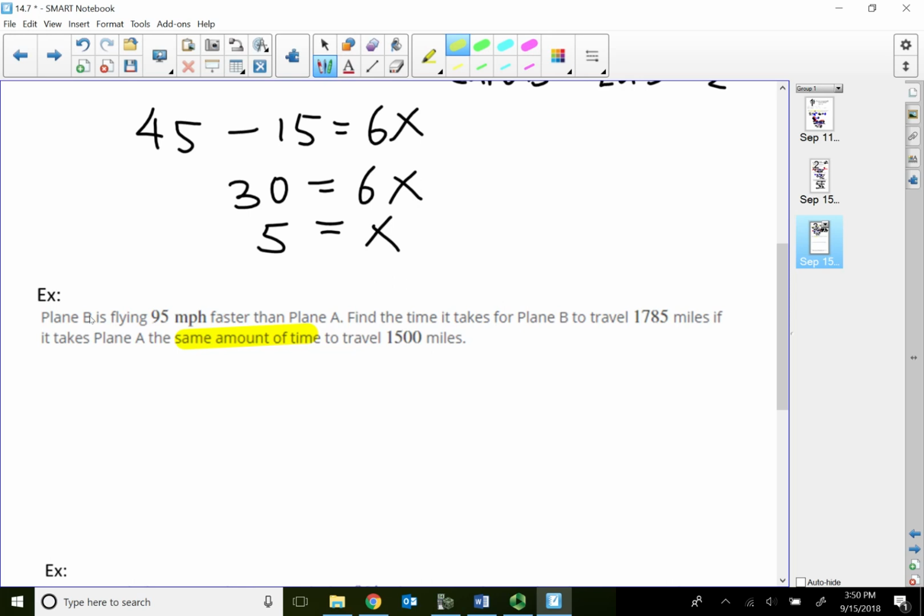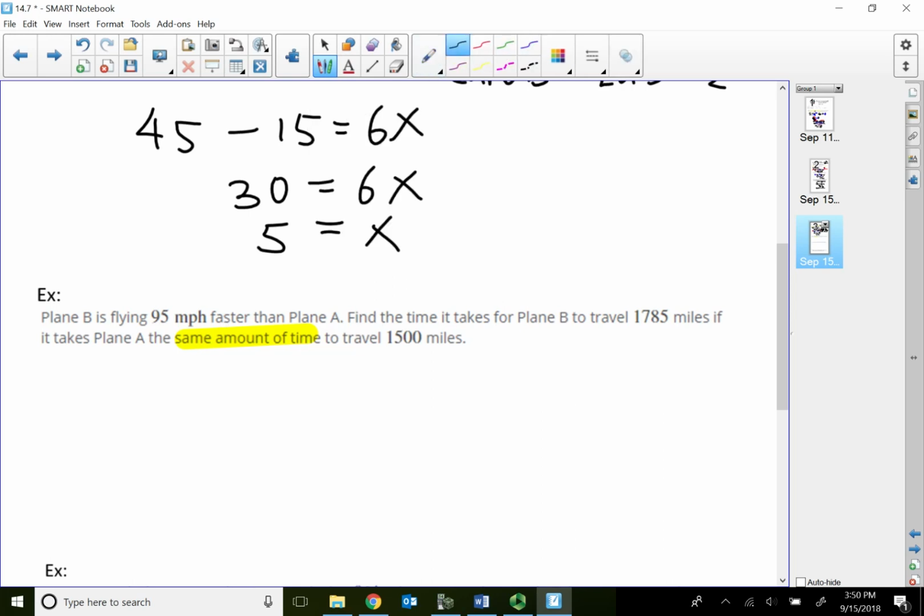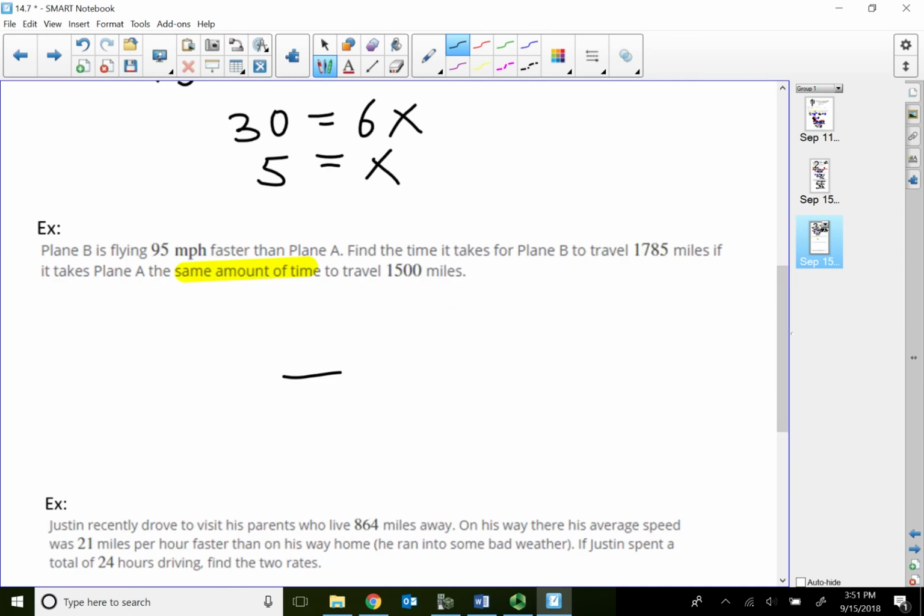Okay, so why does plane B go more miles than plane A? Well, because plane B is going faster. Going faster means it covers more distance. But the problem says find the time it takes for plane B to travel that many miles, if it takes the same amount of time for plane A to travel 1500. So the time for plane A is going to equal the time for plane B. So we're going to set the times equal to each other.